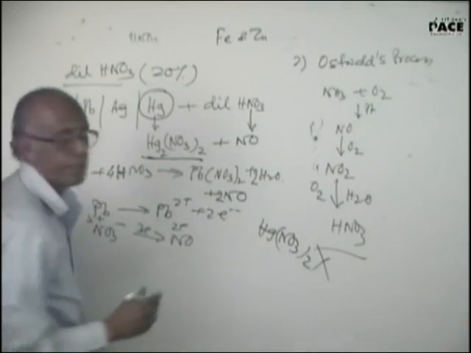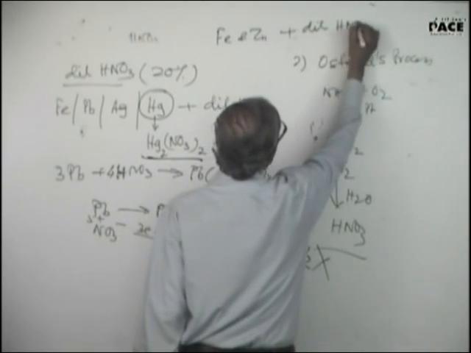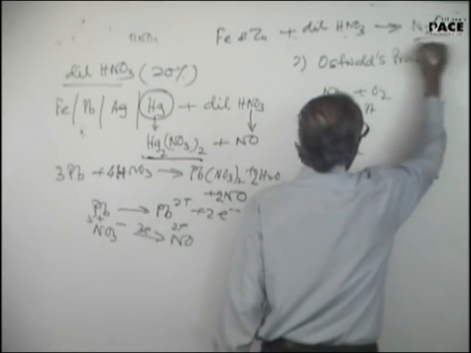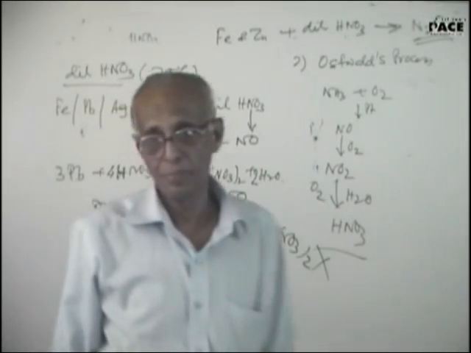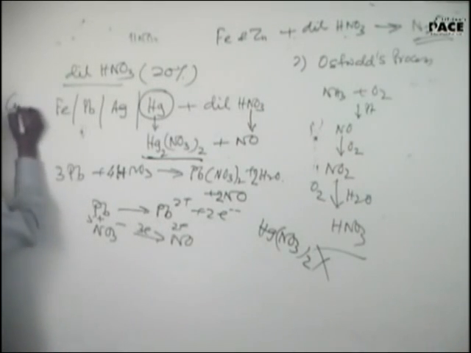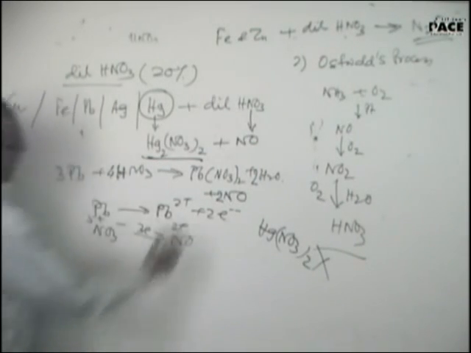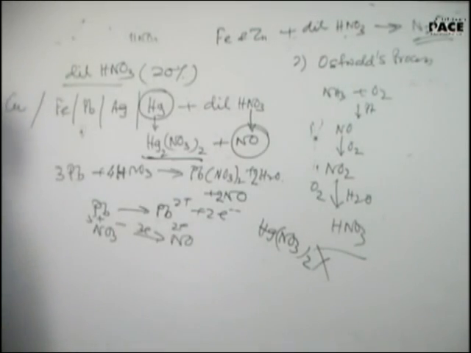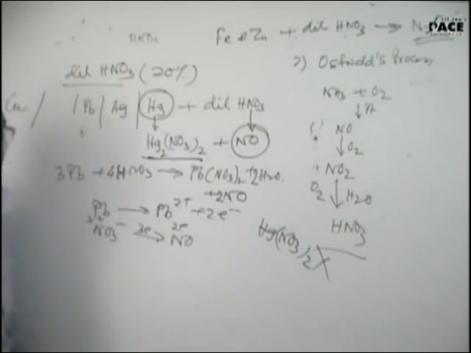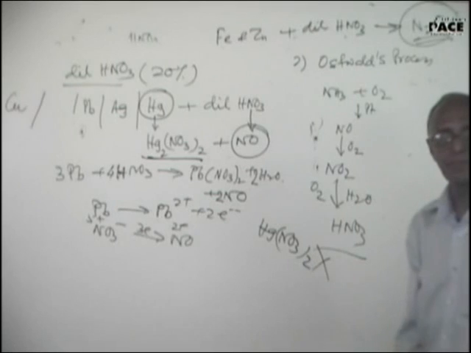Iron and zinc, when you react with dilute nitric acid, the product is nitrous oxide and not nitric oxide. So copper, iron, lead, silver, mercury, they give you nitric oxide as a product. But iron and zinc will give you nitrous oxide as a product.